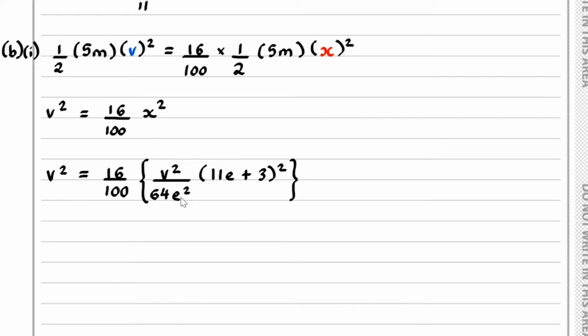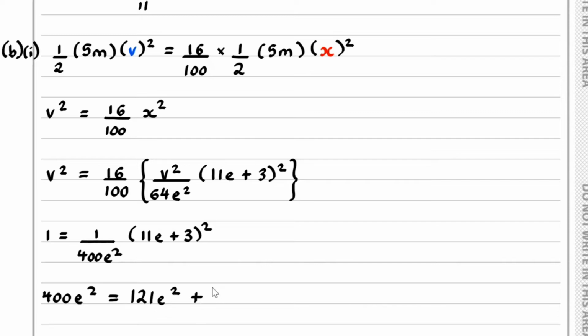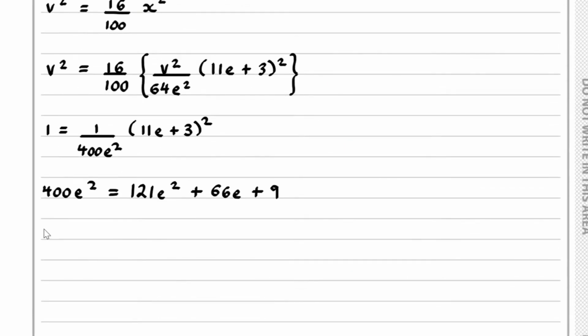Now 16 over 100 times by 1 over 64, that's 1 over 400, and recognizing that the v squareds cancel on both sides, we have 1 equals 1 over 400 e squared lots of 11e plus 3 all squared. So if I multiply through by 400 e squared, this is equal to, well, 11e plus 3 all squared is 121 e squared plus 66 e plus 9.